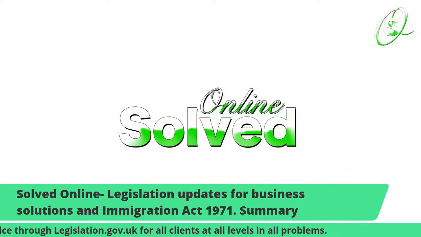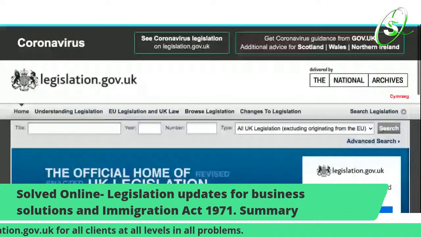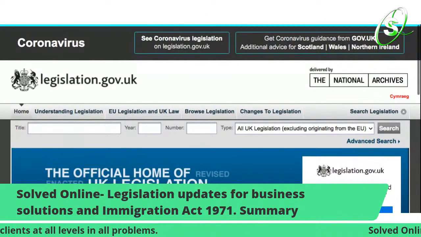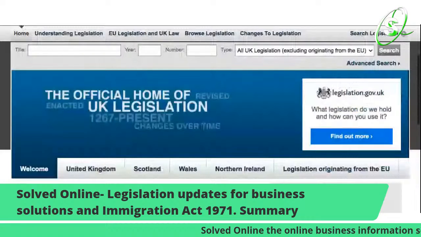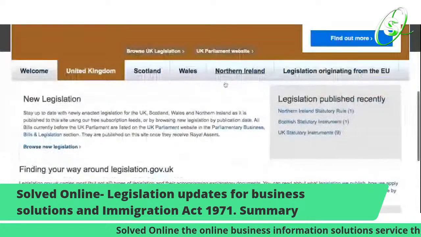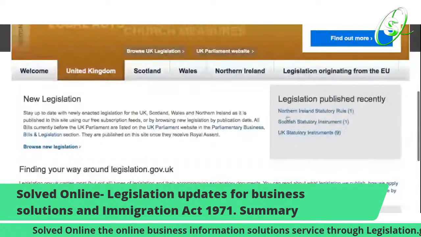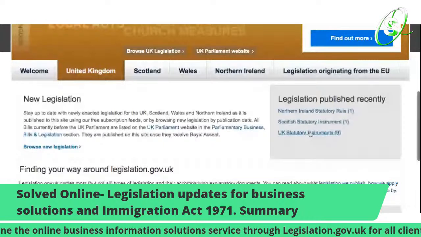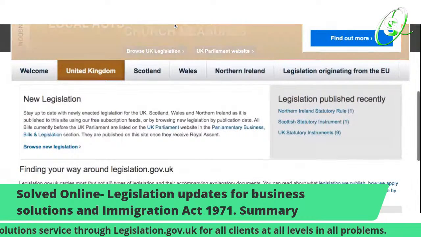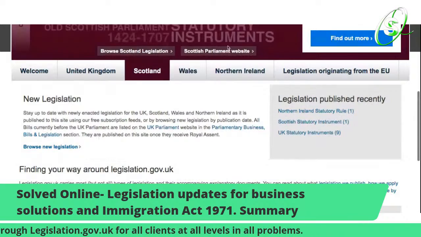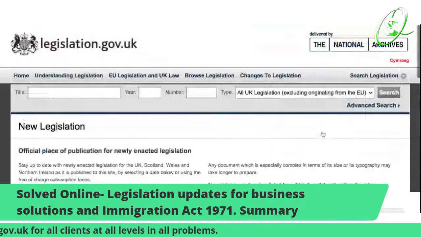So here we go. As you can see, we're on legislation.gov.uk. So we're going to go down. We always go to legislation published recently, and we have the UK statutory instruments, and there are 9. So we're going to click on that to see what new statutory instruments there are.